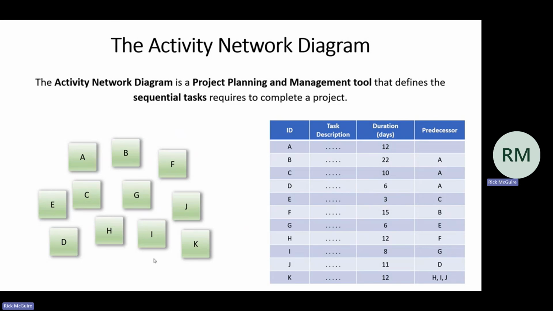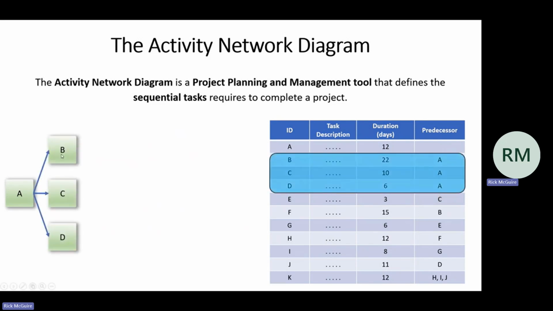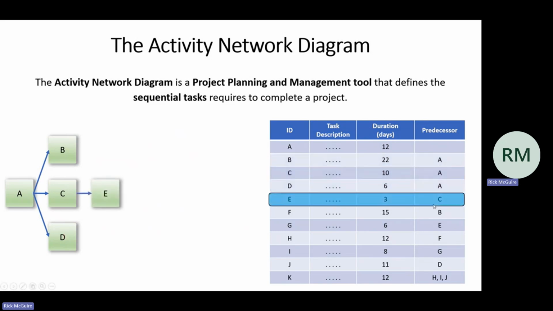And so now that we've done this, now that we've outlined these predecessors over here, we can start laying out our activity network diagram in a logical sequence. So for example, the very first task is task A, and you can see here that A is a predecessor for tasks B, C, and D. So once we complete A, we can move on to tasks B, C, and D. And then as we go on from here, you can see that task E has a predecessor of C, so we can simply put that here in the diagram.